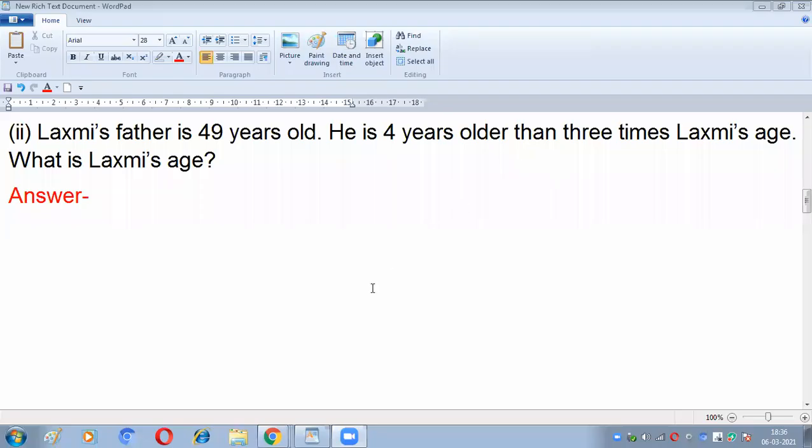So friends, the second bit is: Lakshmi's father is 49 years old. He is 4 years older than 3 times Lakshmi's age. What is Lakshmi's age? So here is a boy called Lakshmi, and his father is 49 years old. Now the statement is he is 4 years older than 3 times Lakshmi's age.